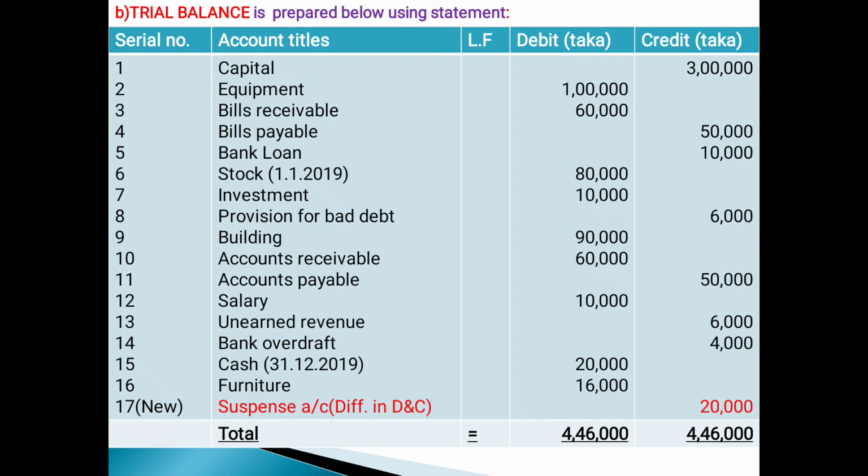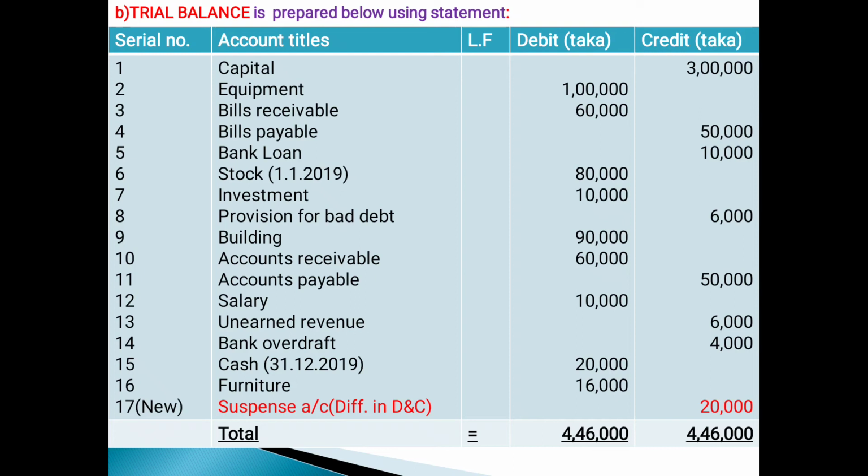From this statement we can write the balances in the trial balance. First item, capital. Capital is credited for taka 3 lakh in trial balance. I have already discussed all of the items for trial balance. Equipment, fixed asset, that is an asset, is debited at all times, so 1 lakh is debited in this trial balance for equipment. Bills receivable, one kind of asset, for taka 60,000 is debited in this trial balance.